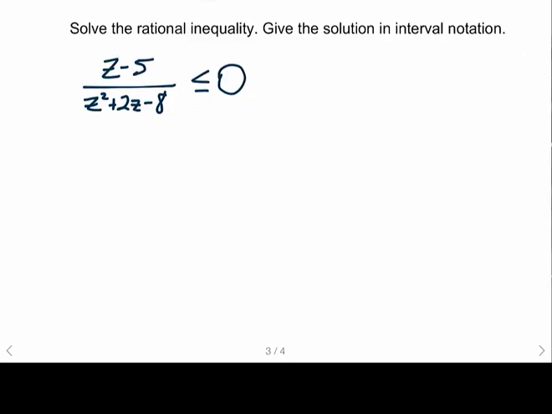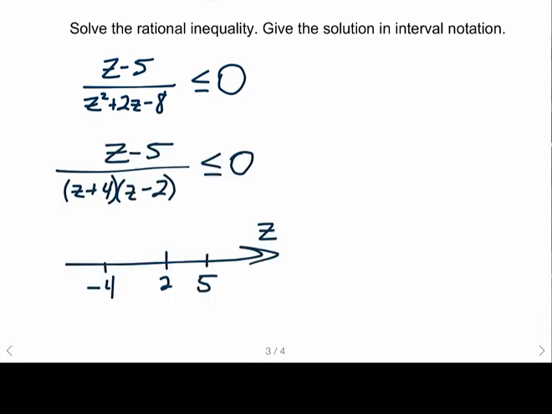Next, we have z minus 5 over z squared plus 2z minus 8 is less than or equal to 0. I want you to pause the video and go ahead and solve this inequality. Okay, so the denominator, z squared plus 2z minus 8, factors into z plus 4 times z minus 2.